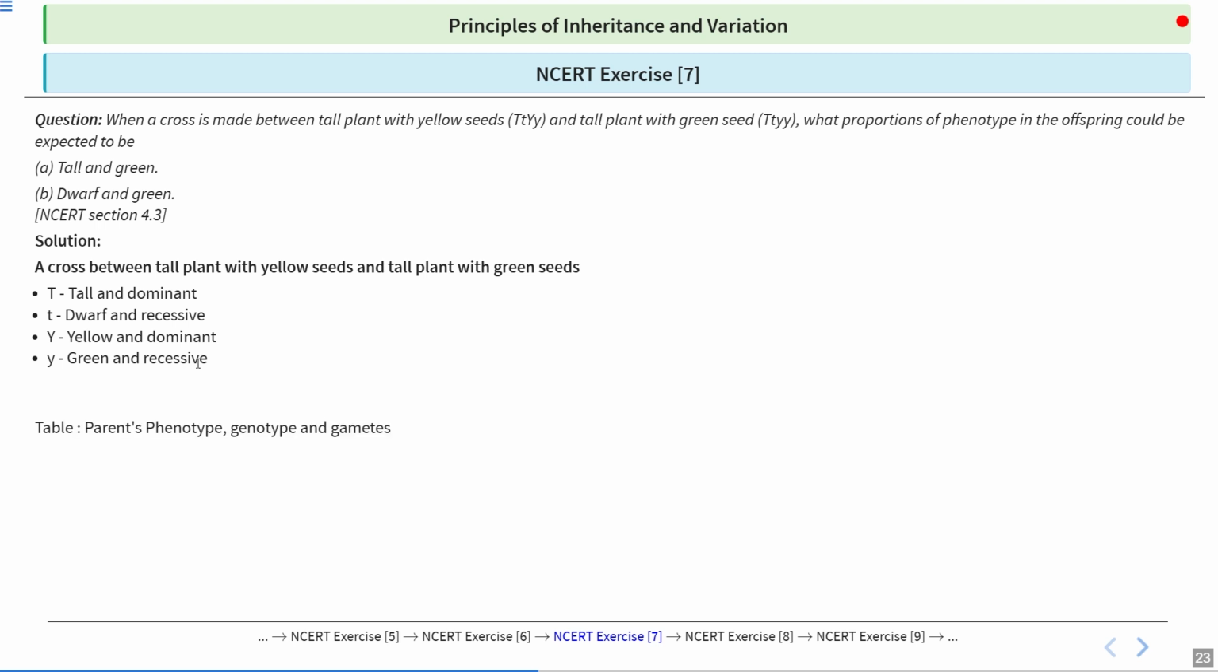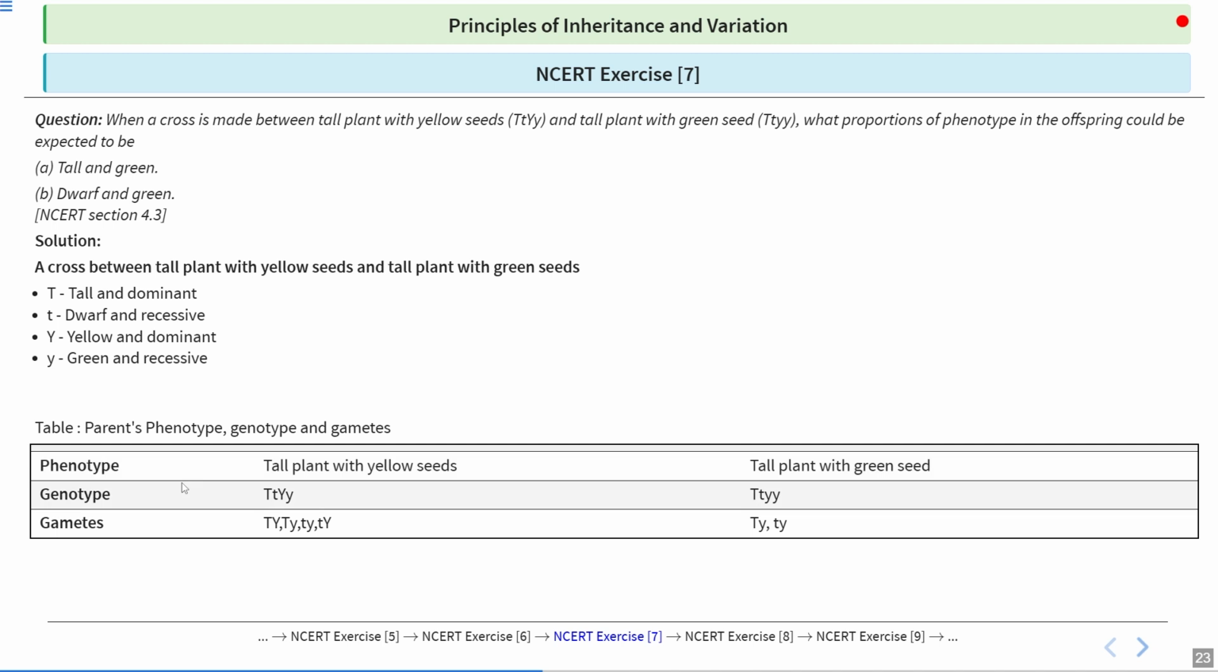So first of all, this is a table showing you the parents' phenotype, genotype, and the gametes produced by the parents. The phenotype of one of the parents is tall with yellow seeds. Another parent is tall and is having green seeds. Genotype is also mentioned here. This is given to you. The genotype of the parent having tall and yellow seeds will be capital T, small t, capital Y, small y. And for the tall and green seeds, this parent is having the genotype capital T, small t, and small y, small y.